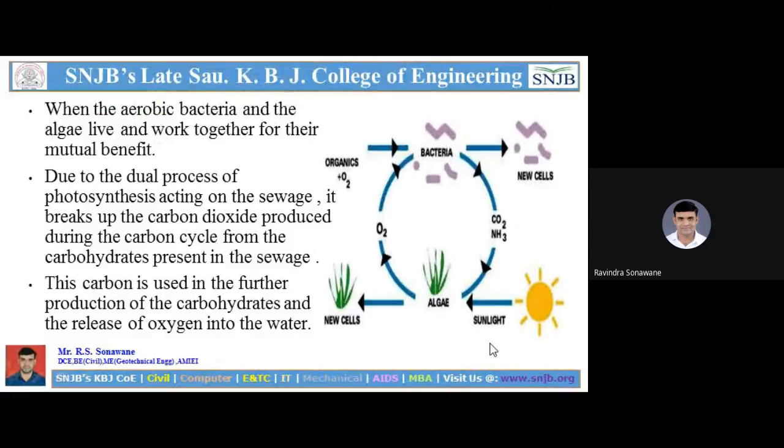In the previous lecture I already explained this figure. It is about the photosynthesis process with algae and bacteria. Algae are active when they absorb the sunlight. At that time they generate new cells and at the same time release oxygen. That oxygen is absorbed by the bacteria, which produce new cells and again release carbon dioxide, and that carbon dioxide is absorbed by algae in the presence of sunlight.